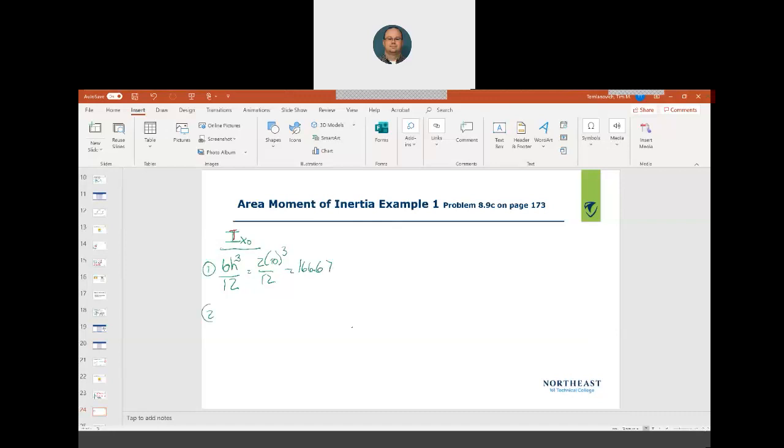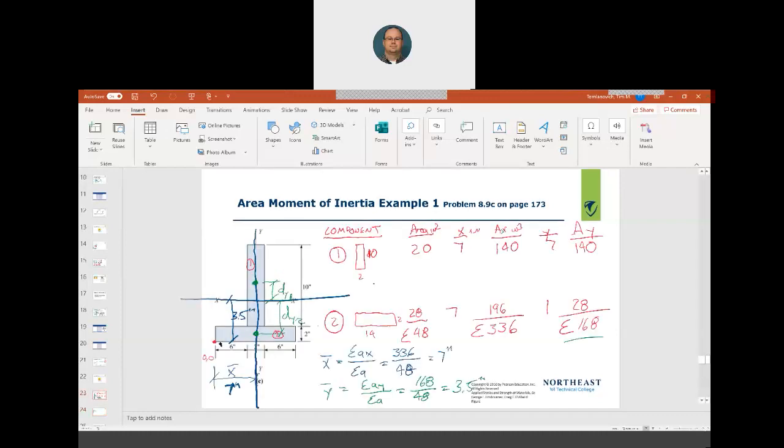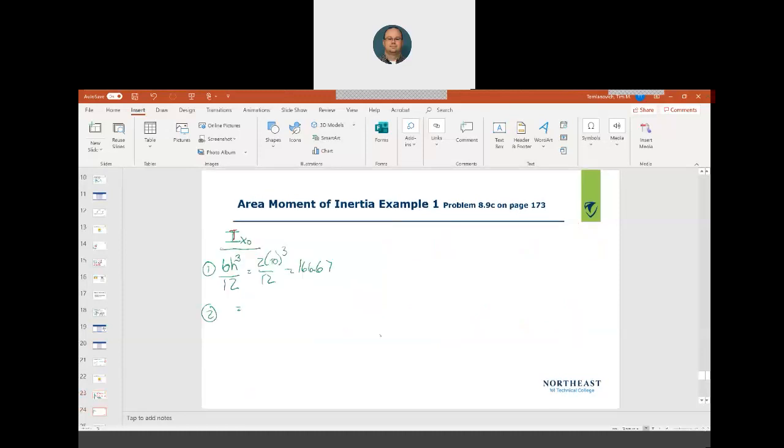Component 2 is the same formula, right? All right, so our B is 14, I can look right here, 14, and our H is 2. So B is 14, our H is 2, so 2 times 2 cubed divided by 12. Okay, so 14 times 2 cubed divided by 12, and that equals 9.33. So as you can see there, that's a pretty small moment of inertia.